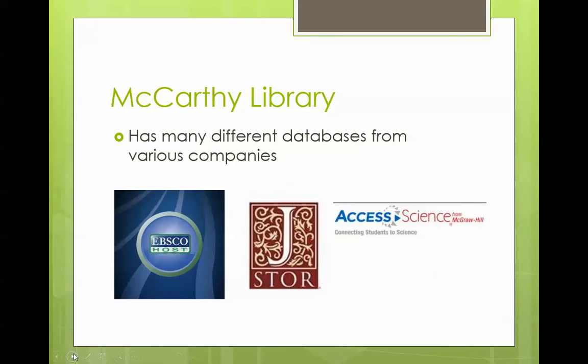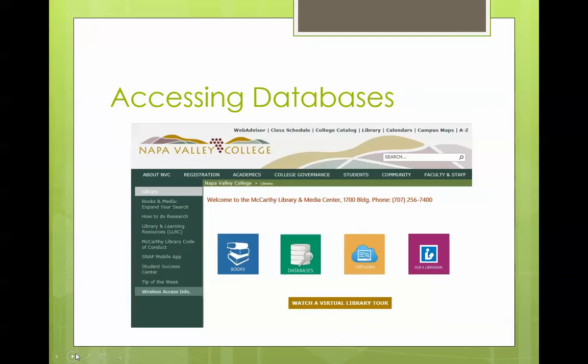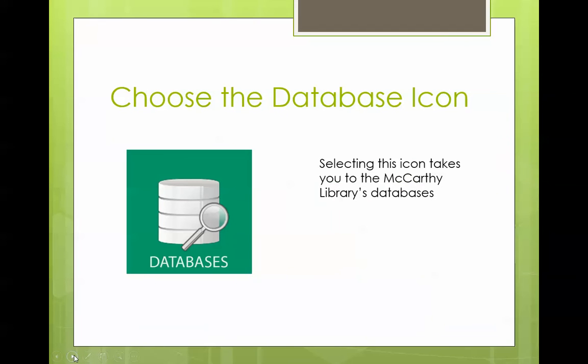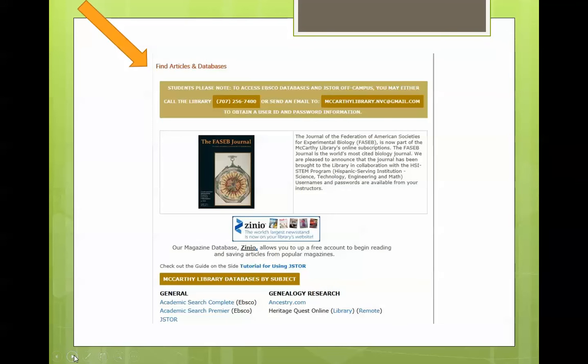So the McCarthy Library has many different kinds of databases. We have contracts with various companies like EBSCOhost and JSTOR, Access Science, WorldBook to make articles available to you. So it's pretty easy to locate the databases. You just want to go to Napa Valley College webpage, and there is a link in the middle of the page to databases. It's the green box, and you'll just want to click on that green box for the databases, and that's going to take you to a page that looks like this.